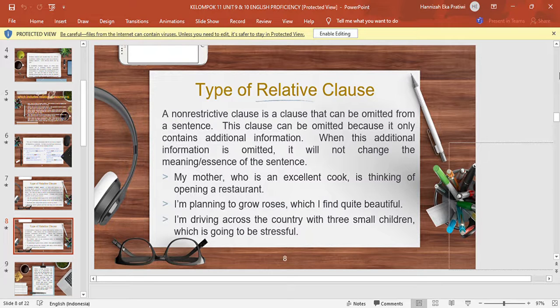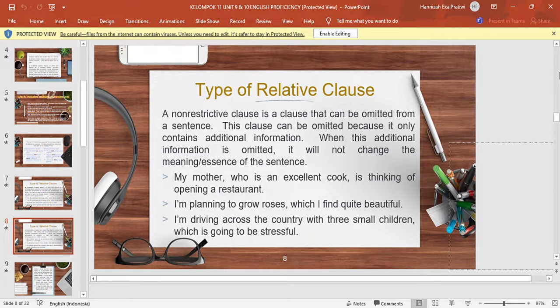Next will be explained by me. Type of relative clause. A non-restrictive clause is a clause that can be omitted from a sentence. This clause can be omitted because it only contains additional information. When this additional information is omitted, it will not change the meaning or essence of the sentence.